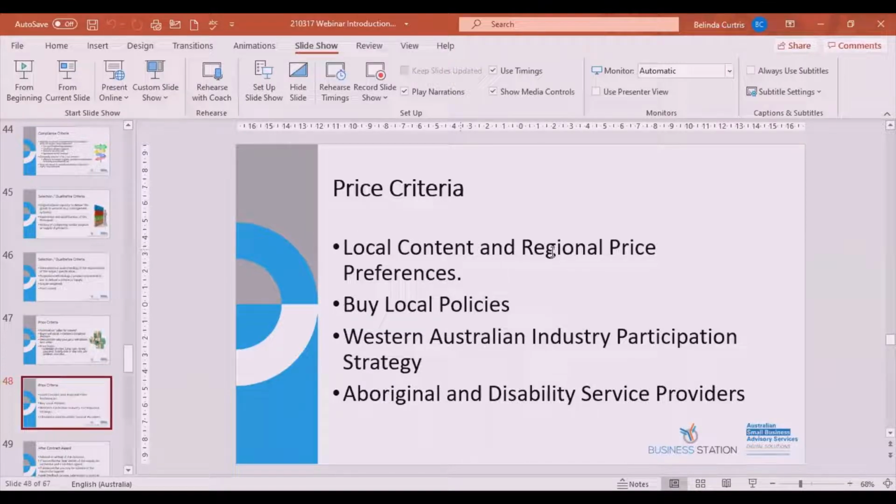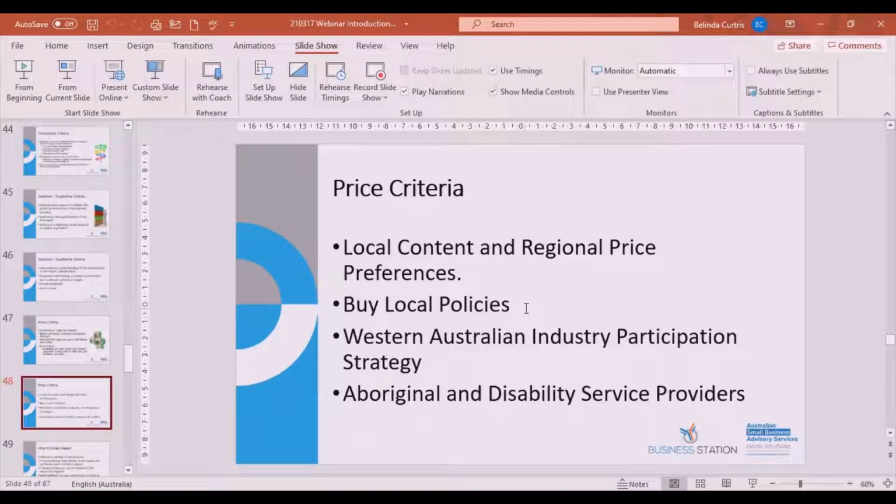In determining your price, some things might come into play: local content and regional price preferences. So if the tender is for the supply of goods and services in regional areas, there may be a price preference given to businesses within that region. So if you're based in the capital city, you might be competing with businesses based within that region that would be given a price preference, as it could be a 10% discount or something like that.